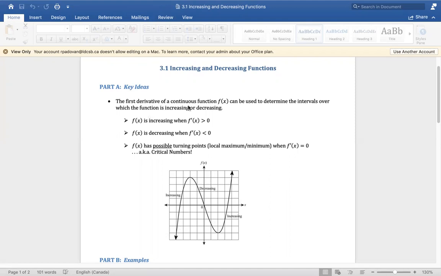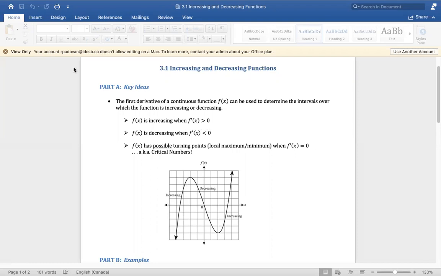So the first derivative, now for right now, we're just going to look at continuous functions, right? So that continue on either side. It can be used to determine the intervals over where the function is increasing or decreasing. So if I want to know if a function is increasing or decreasing, I want to look at its derivative. So the function itself, the original function would be increasing when the derivative is greater than 0.